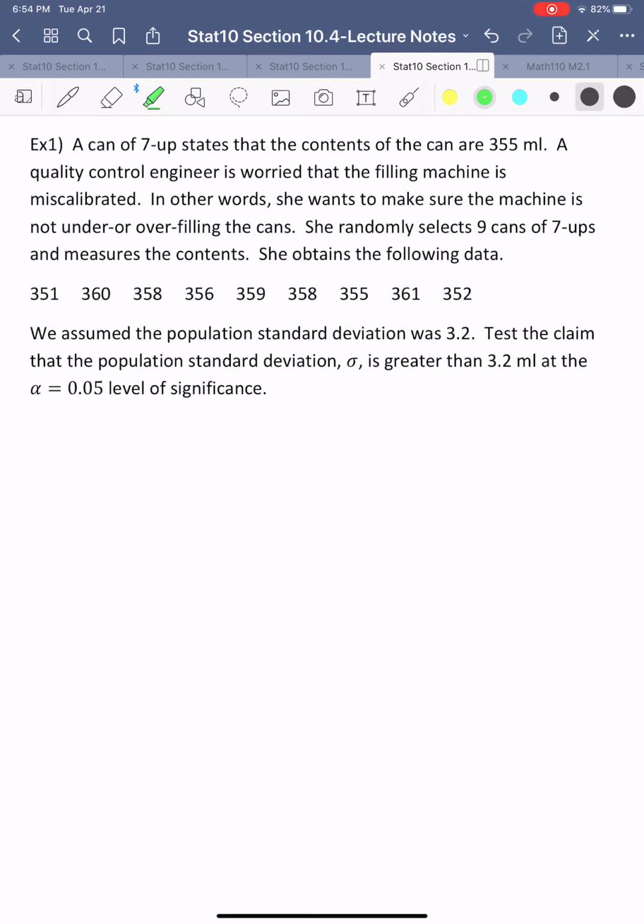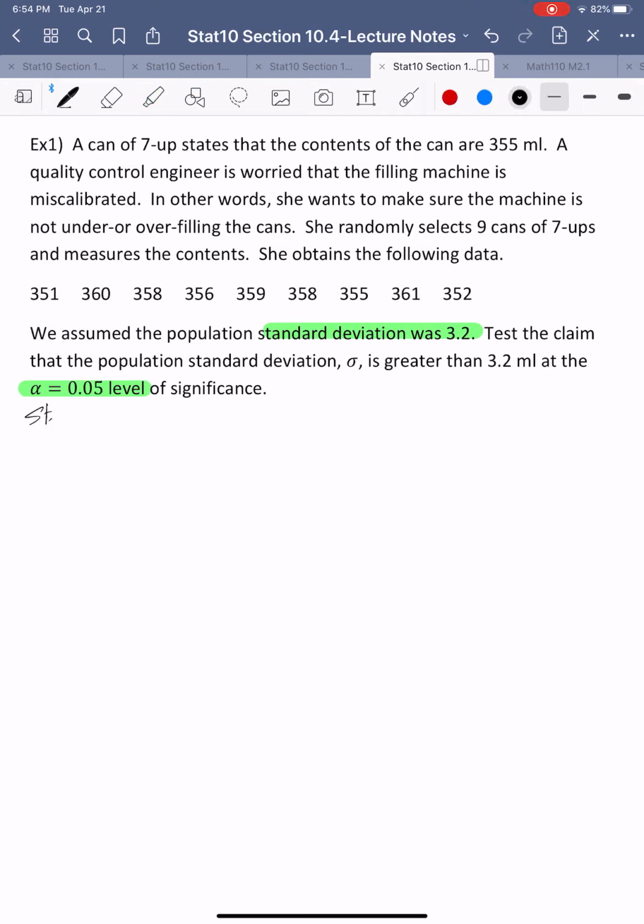So the numbers don't come out the same, right? 351, 360, so far. This time we have a standard deviation of 3.2 and alpha is 0.05. All right, so let's start.